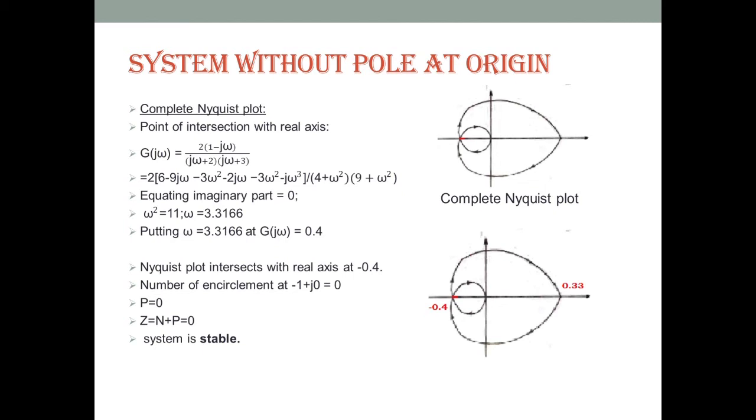Next we will consider the point of intersection on the real axis. That means we need to find this point of intersection. To find it, we will divide into two parts: one is the real part and another is the j omega part. That means s is equal to sigma plus j omega, and we will divide G(j omega) into real part and imaginary part. Any point lying on the real axis has an imaginary part equal to 0, so we will equate the imaginary part with 0.